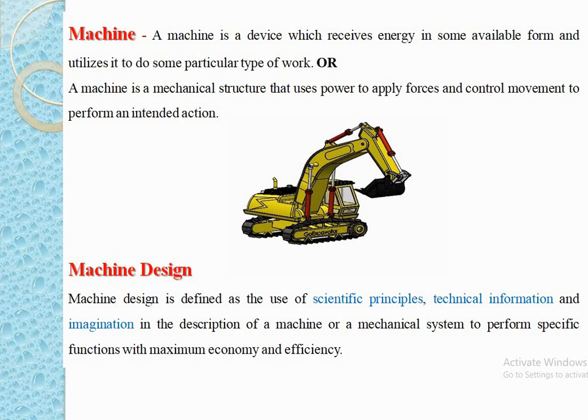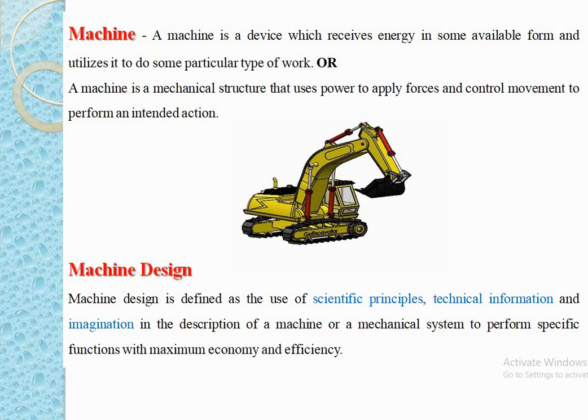A new or better machine is one which is more economical in the overall cost of production and operation. That is the main aim. When we go for the creation of a new machine or device, the basic aim is that it should be economical in the overall cost of production and operation. We can form different definitions of machine design, but in simple language, we can define machine design as using scientific principles, existing technical information, and the imagination of an engineer in the description of a machine or a mechanical system.